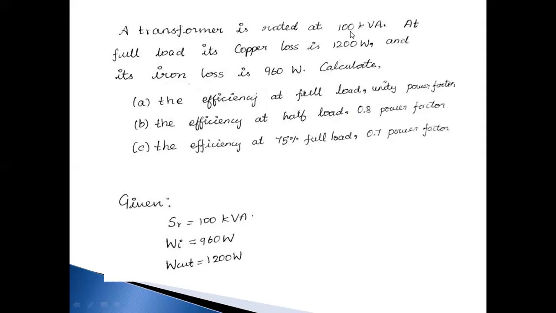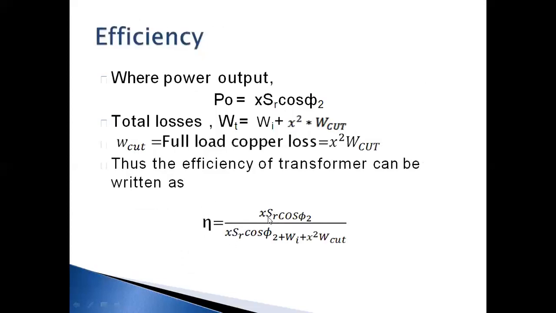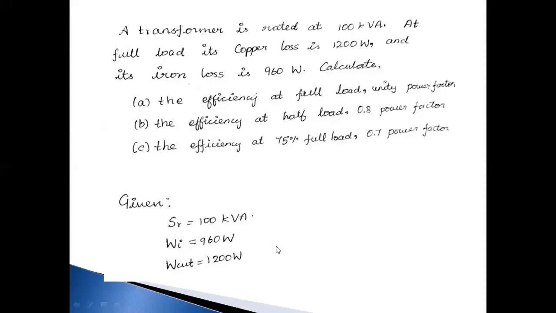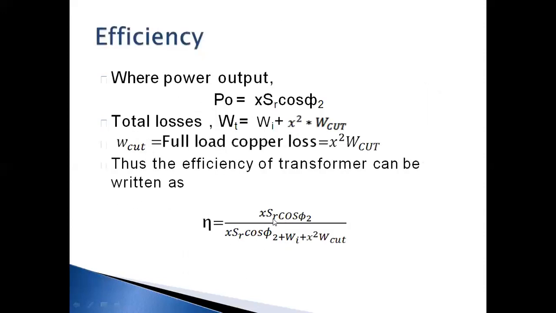So it is given that SR, the rating of the transformer, that is the multiplication of VI that we have already told, that is the output power. It is 100 kVA. Iron loss is given as 960 watt. And the copper loss is given at full load, 1200 watt. As the load changes, the copper loss also changes, proportional to the square of that load. So this is the kVA rating of the transformer, V into I, that is SR.